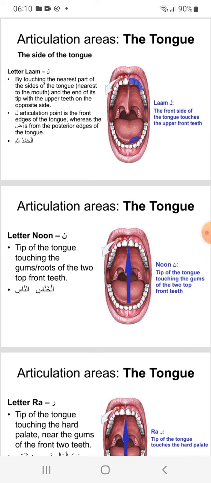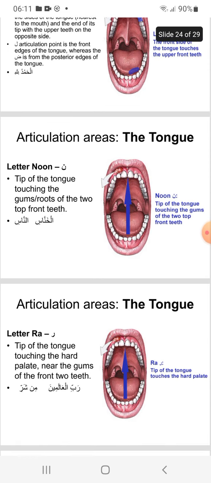Inshallah, today we are taking a new special area in the tongue, which is the tip of the tongue. We are taking two letters for today. The first one is the noon, the second one is the ra. First, we should learn from where exactly we make both letters and what the difference between them is. Both come from the tip of the tongue, touching the gum of the upper two teeth.